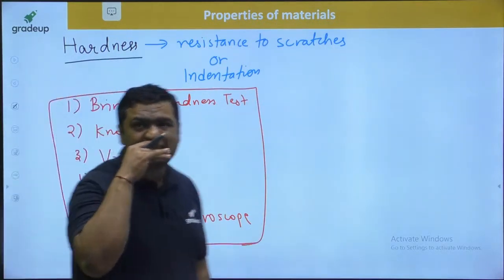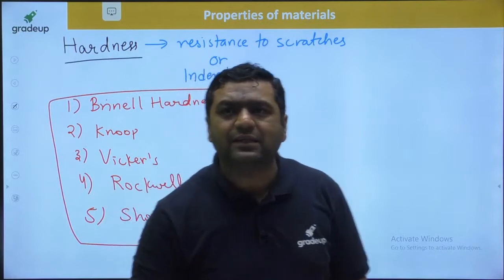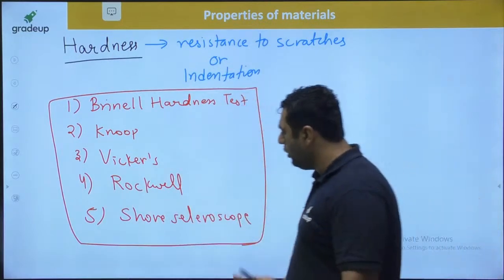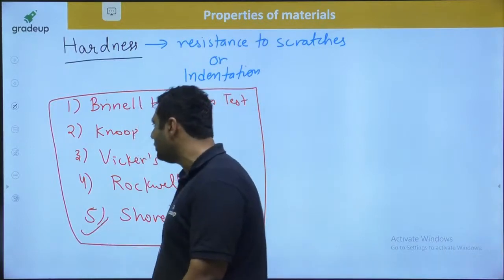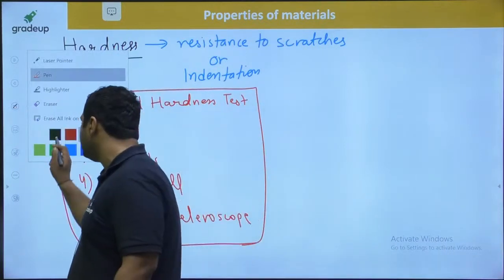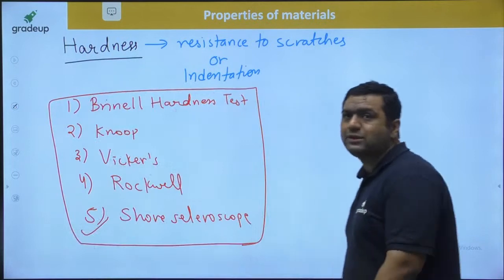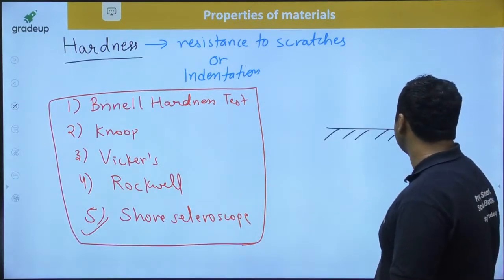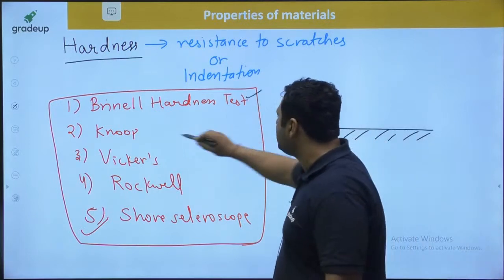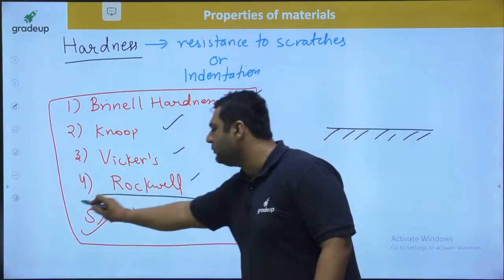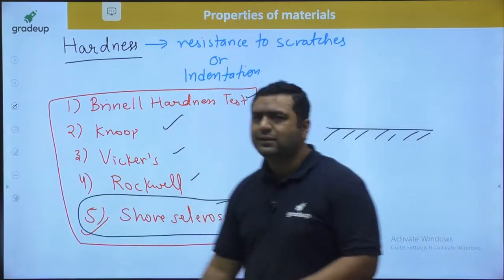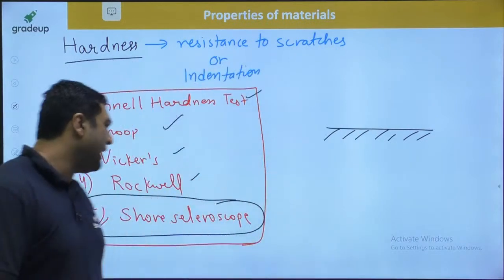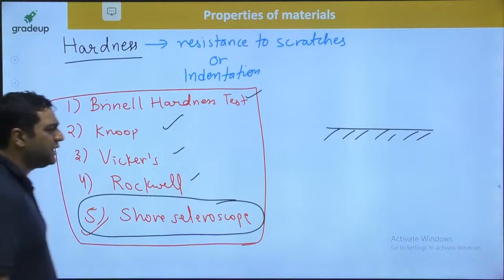And out of these tests, my dear, I will be showing you all, but first of all, I am going with Shore scleroscope. What is done in Shore scleroscope? My dear, in Shore scleroscope, basically you have a surface whose hardness is to be measured. Because I know you have heard about these tests, but this is something you have not heard of till this point. So that's why I am telling you something about Shore scleroscope.